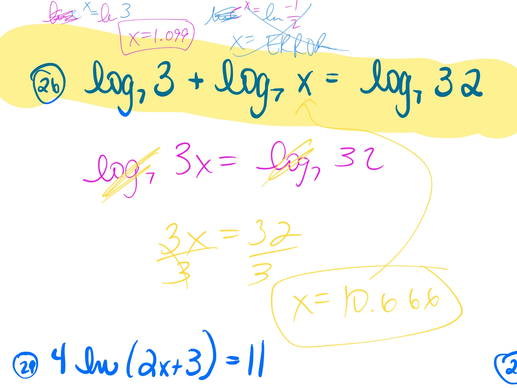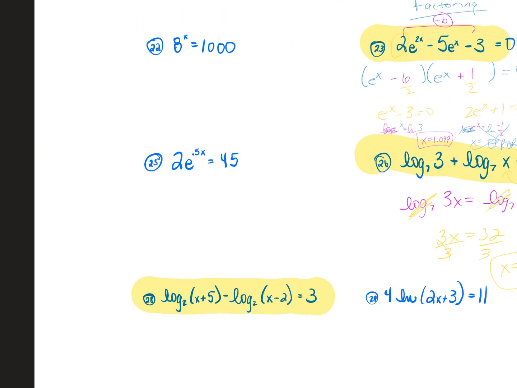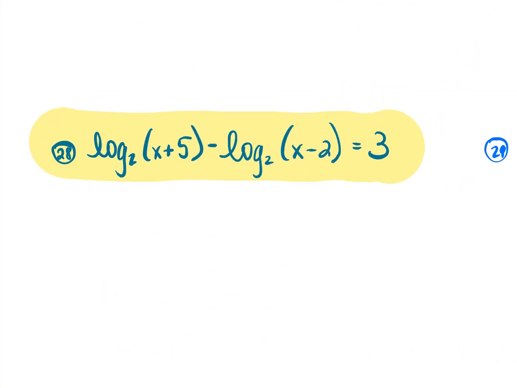But if you have 2 logs that are the same on one side, just smush them together, condense, and then you can cross off stuff that's on the left and the right. It's the epitome of multitasking right there. All right, same thing here.